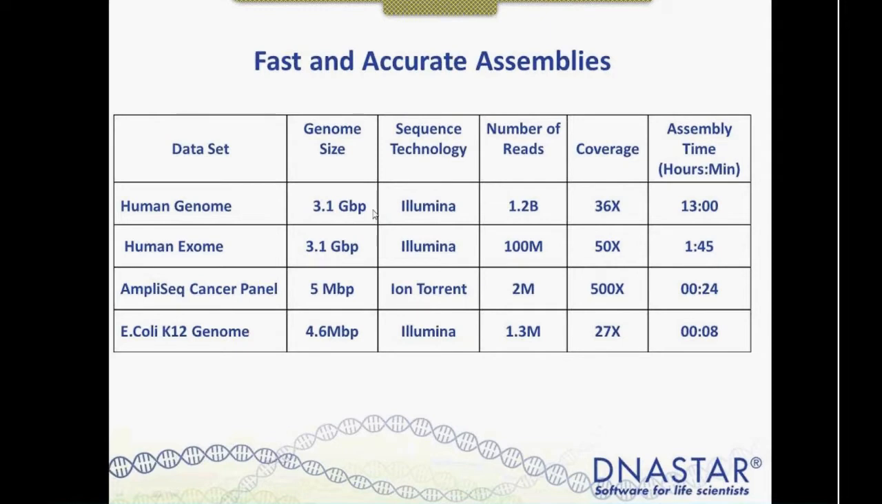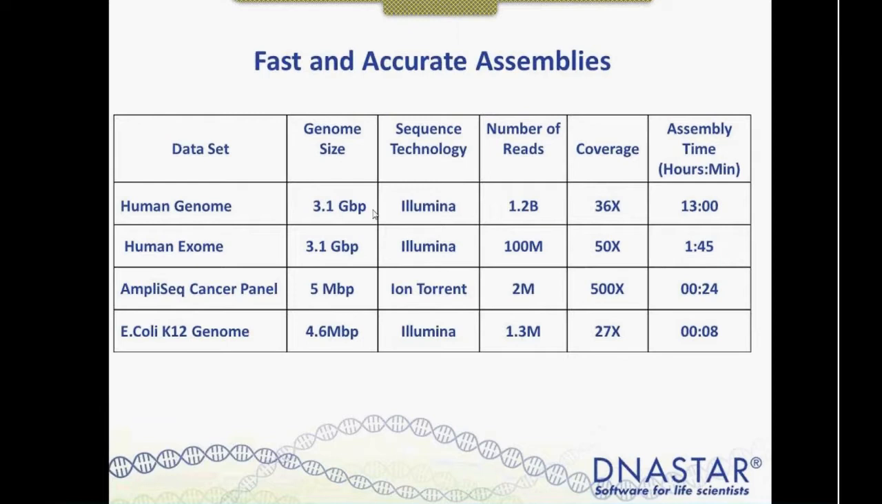Smaller data sets like human exomes and things like cancer panels can be measured. It might be an hour or two for an exome. And for smaller data sets like panels and microbial genomes, it's measured in minutes. So assembly speed is excellent.